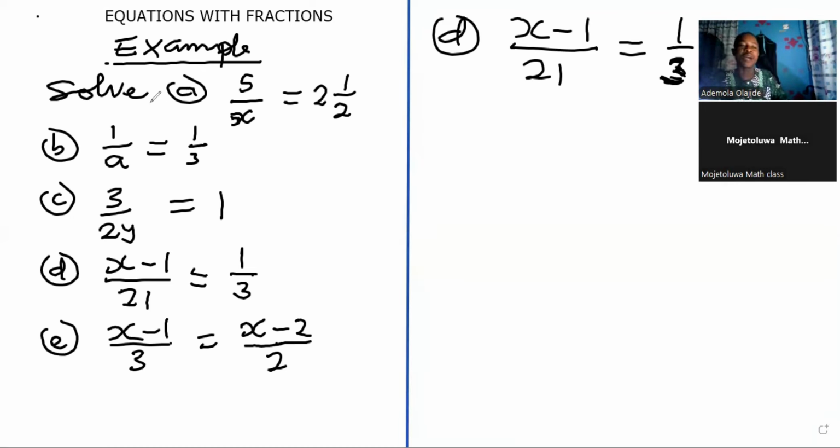And when this happens, and you need to clear the fraction, what do you say? We cross multiply. We cross multiply. Very good. And to cross multiply, can you tell me what to do? How do we cross multiply?